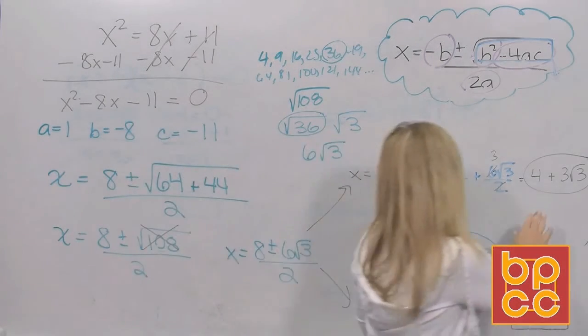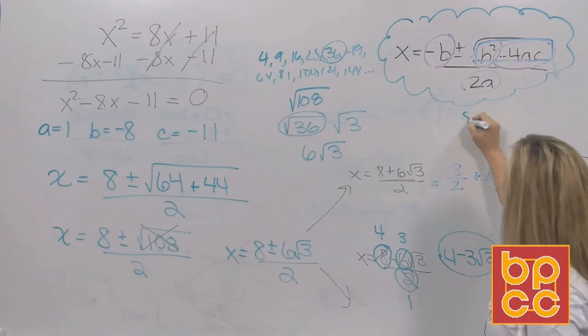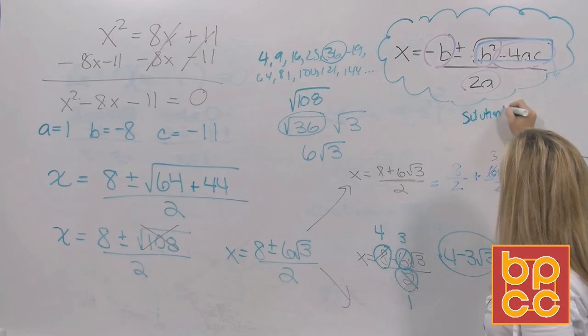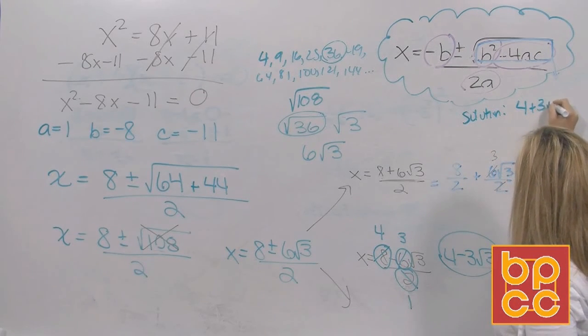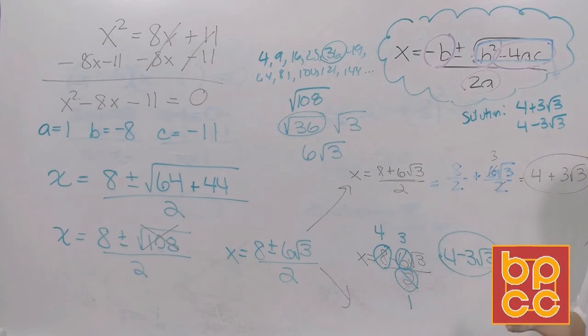Now, if you look at these answers, I'm going to ask you how to describe them. There are 2 answers here. We would say the solutions are 4 plus 3 square root of 3 and 4 minus 3 square root of 3. There are 2 different answers up there. Are they on the number line? Now, I know what's going to happen. Some of you are going to tell me, no, you've never seen that kind of number on the number line.